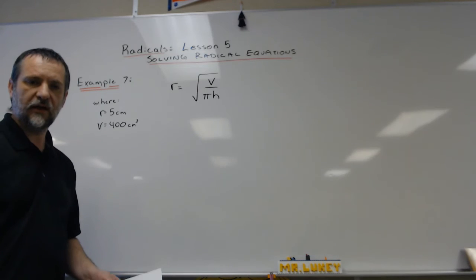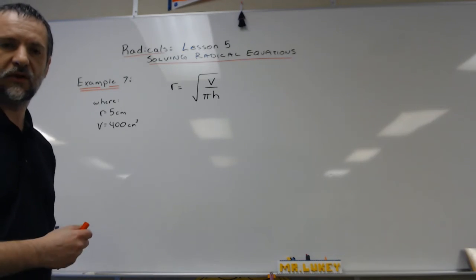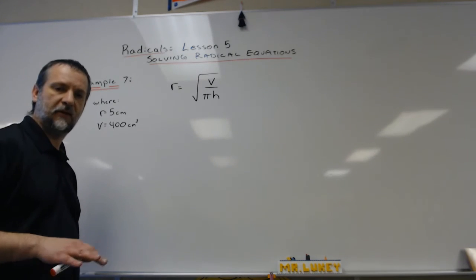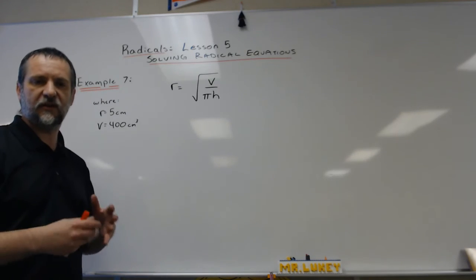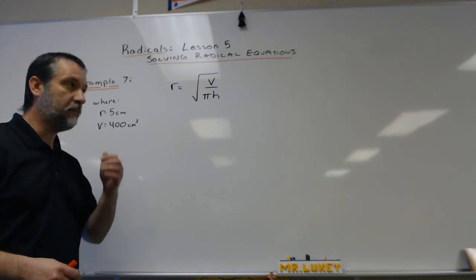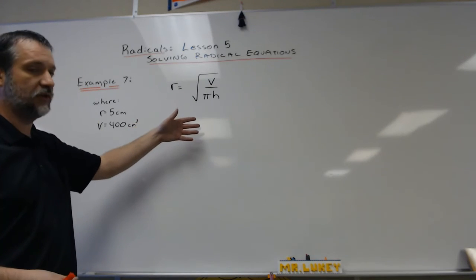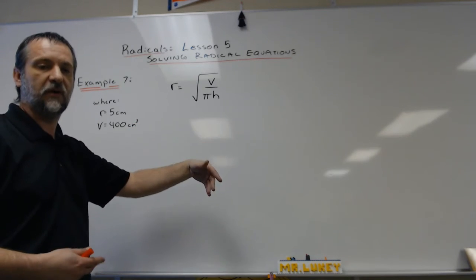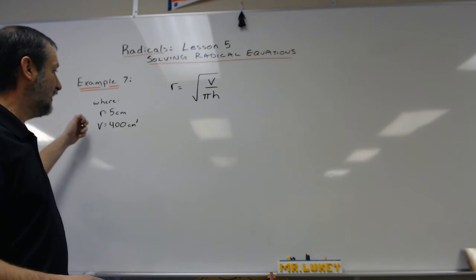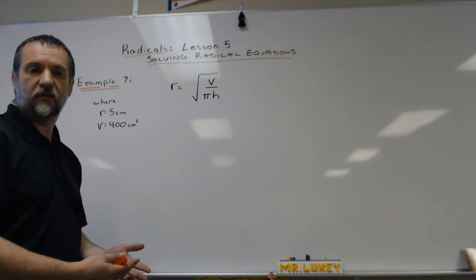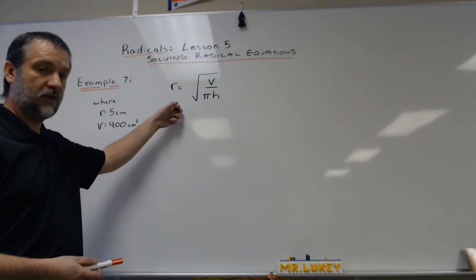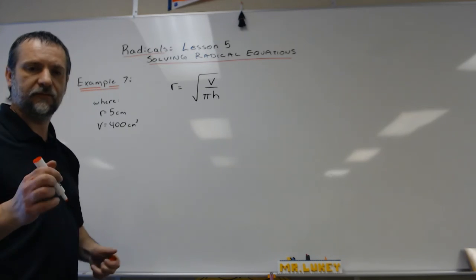And here we are at our example 7. This is a word problem. A lot of people get a little freaked out when they have word problems, but if you take it baby steps at a time, they're not that bad, right? So they're talking about the radius is equal to the square root of the volume divided by pi times the height. They gave us an r value, they gave us a v value, now we have to go in and solve. So we have the original equation, substitute and solve.